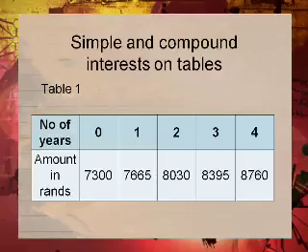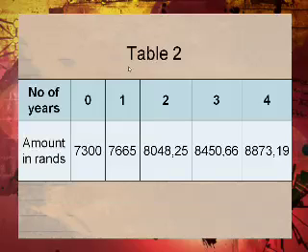Let's look at table 1. Number of years for the top row, amount in rands for the bottom row. 0 years, I've got 7,300, 1 year, 7665, 2 years, 8033, 3 years, 8395, 4 years, 8760. Okay, this is table 1. Good. Table 2, same story, but look at the values. From year 2, they're different. You will study the table.